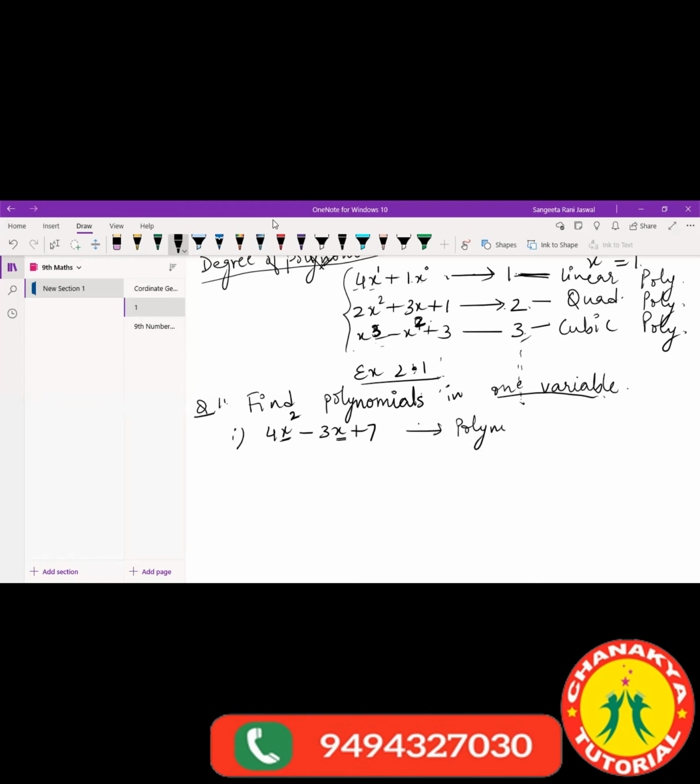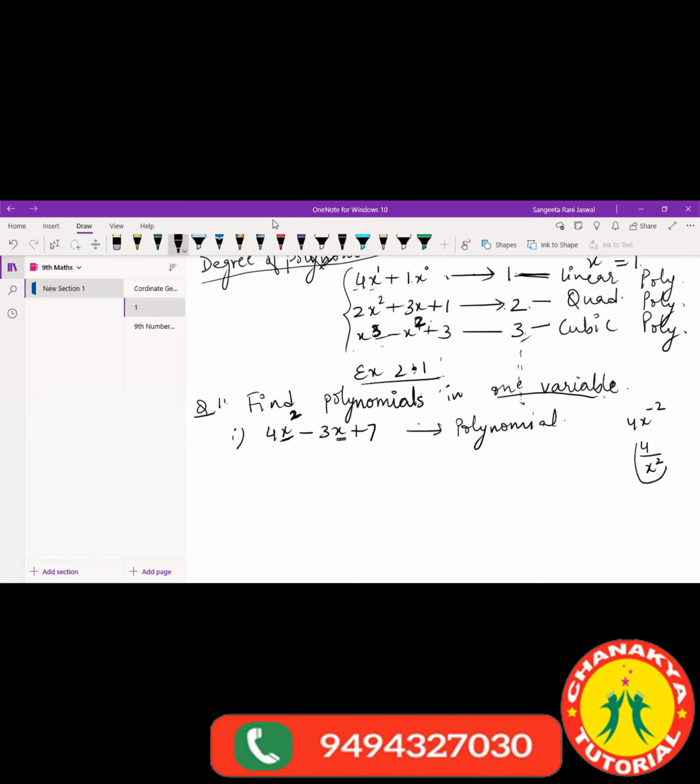Ma'am, I have a doubt. Yes, ma'am, ask. What happens if the variable has negative powers? If the variable has negative power, then it will come in the denominator part. Ma'am, then will it come under one variable or two variables? It will not be two variables. Suppose you have 4 x raised to the power -2, then where does your variable go? It comes into the denominator.